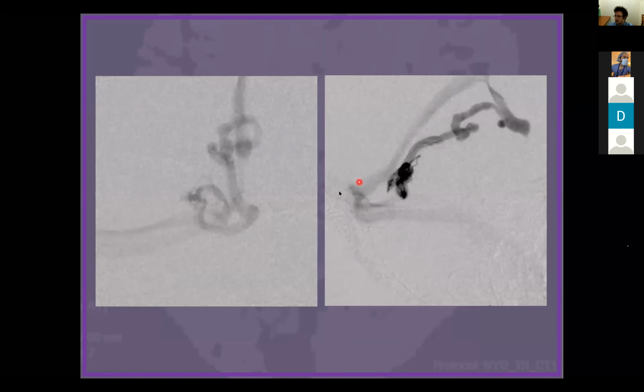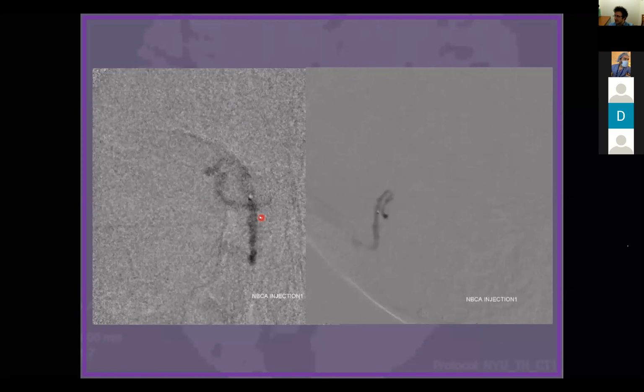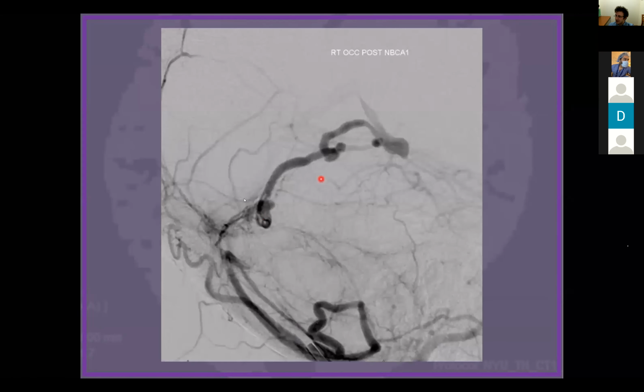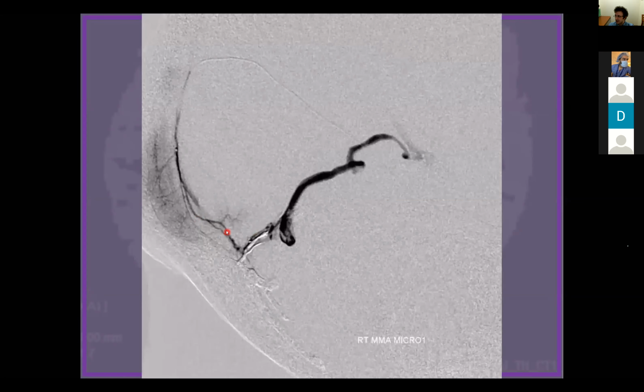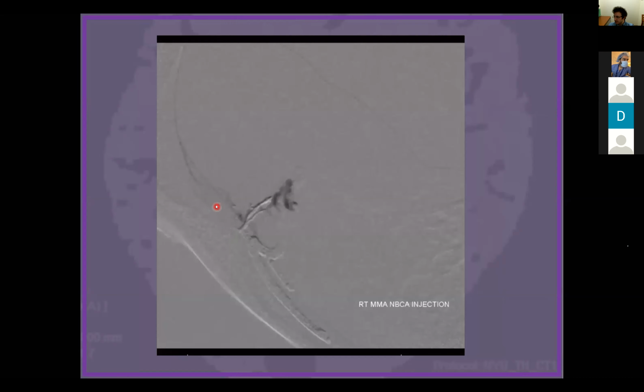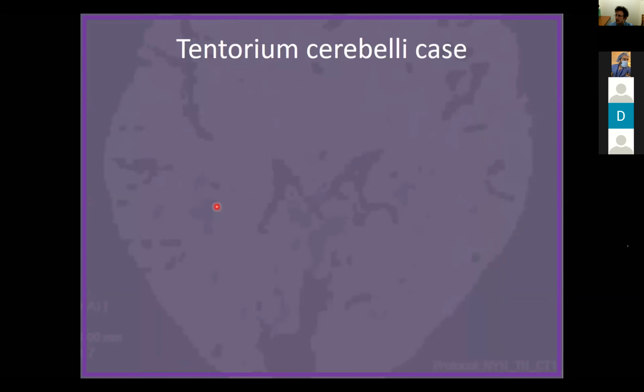You can look more into it, you can start treating it. This is during the treatment, one phase of the treatment. Here's the supply, coming from the middle meningeal system. Ultimately that allows us to catheterize it like that, more glue, and that's closed. So what is this? This is a tentorium cerebelli case. Let's show one more case before we break. I will show a similar case, let's see if we can do that.